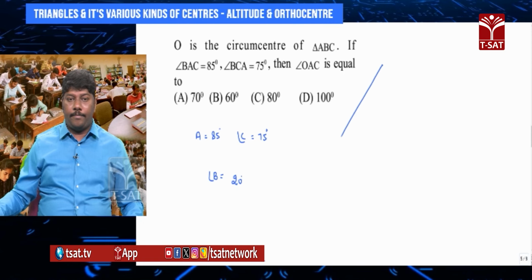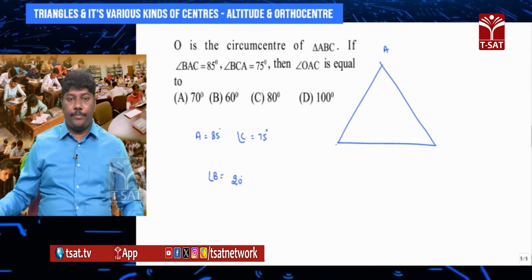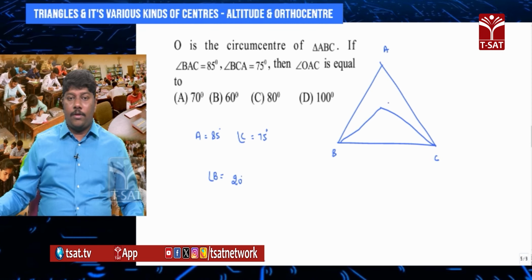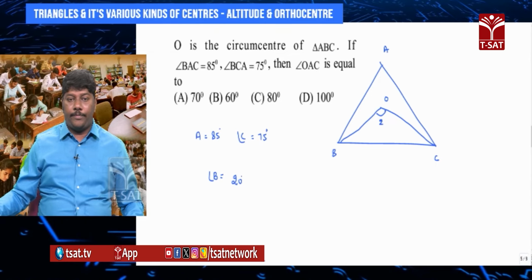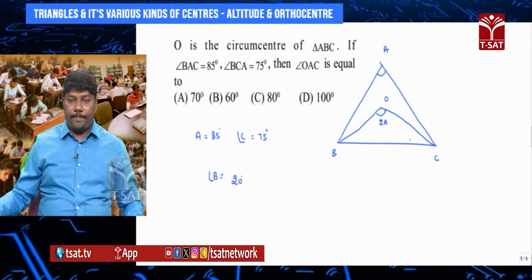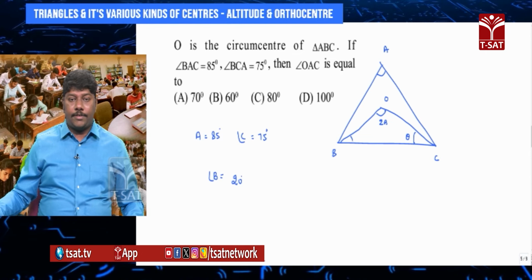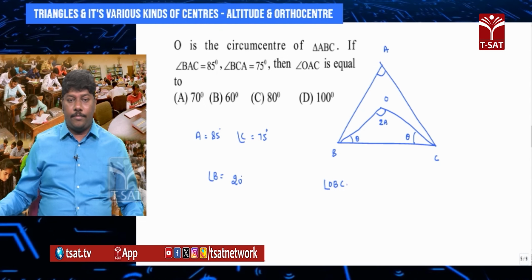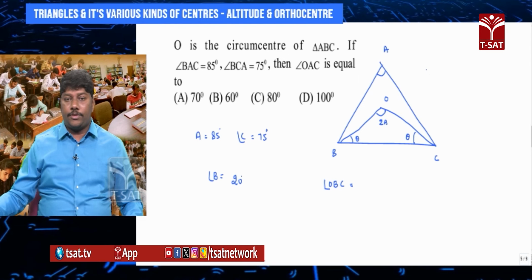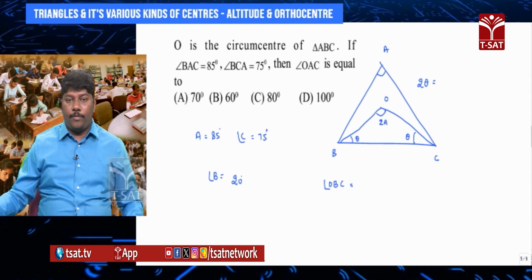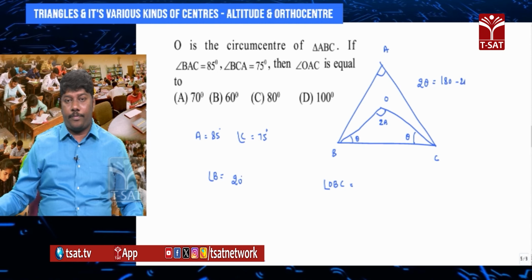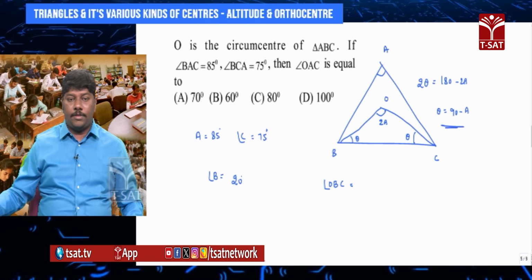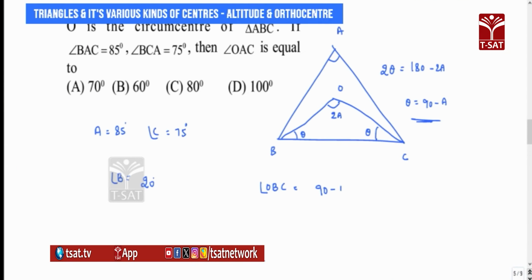In a circumcenter, triangle ABC, O is the circumcenter, therefore this becomes 2A. This angle is A. Theta and theta, if I take it, angle OBC is equal to theta. Now 2 theta is equal to 180 minus 2A, so theta is equal to 90 minus A. Simply remember that it is 90 minus A.